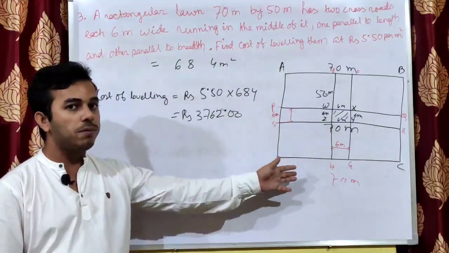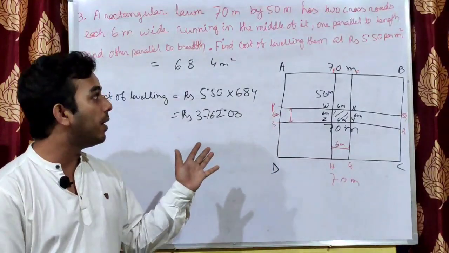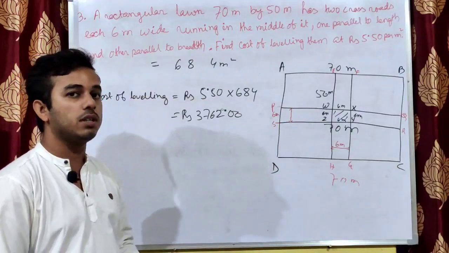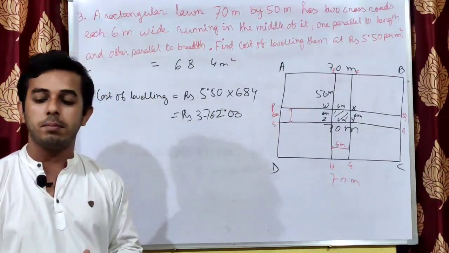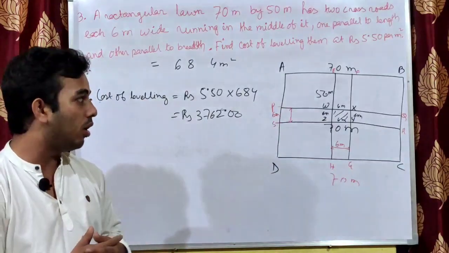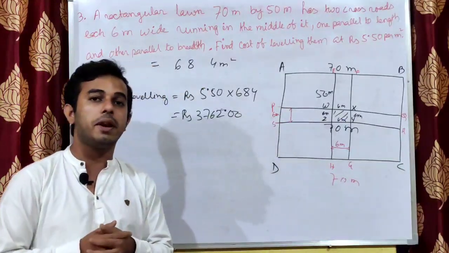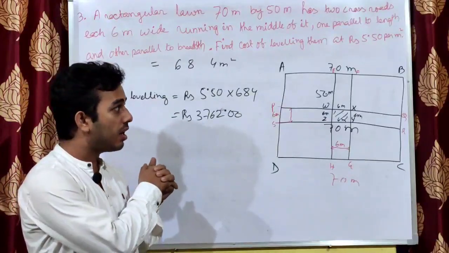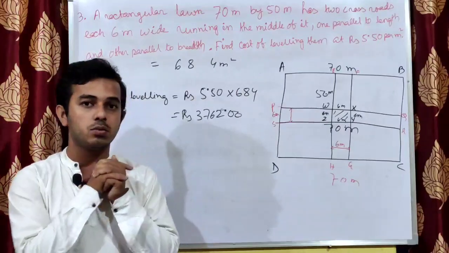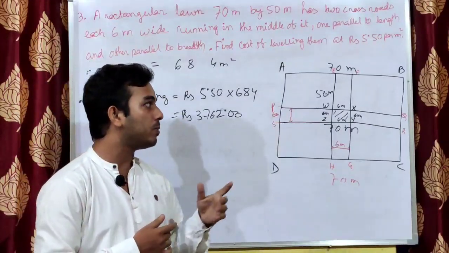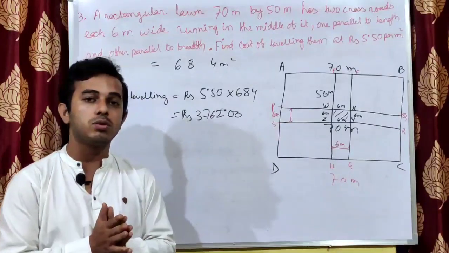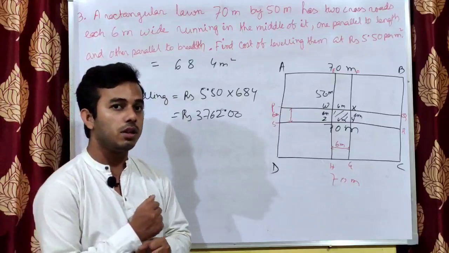Okay, let us recall what we have done in this case. Here we have a lawn whose measure is 70 meter by 50 meter. That is, length is 70 meter and breadth is 50 meter. Now there are two crossroads which run parallel, one parallel to length. Here, parallel to length is PQRS. The name of the road is PQRS, which runs parallel to the length, and the one parallel to the breadth is EFGH. There are the two crossroads which run through the middle of the lawn.